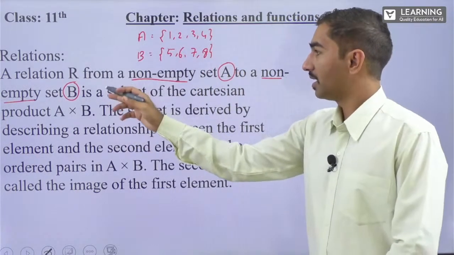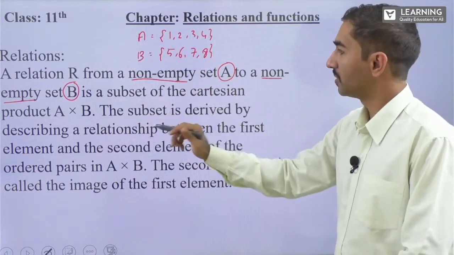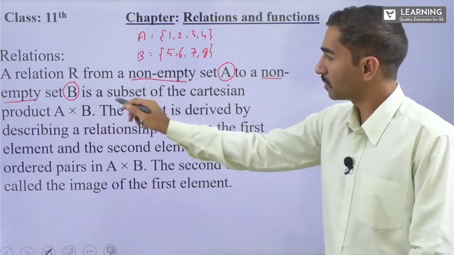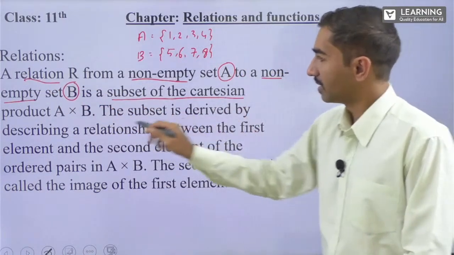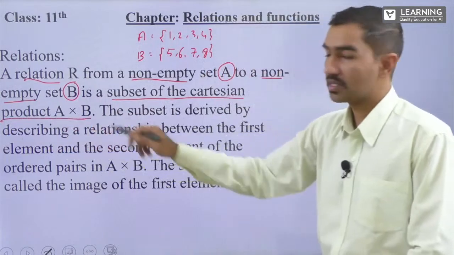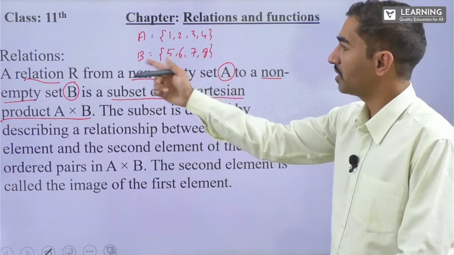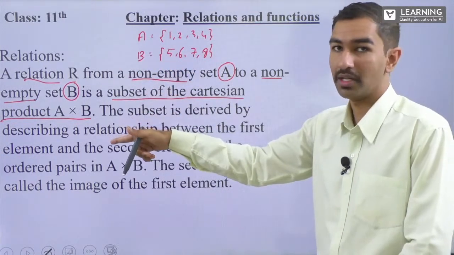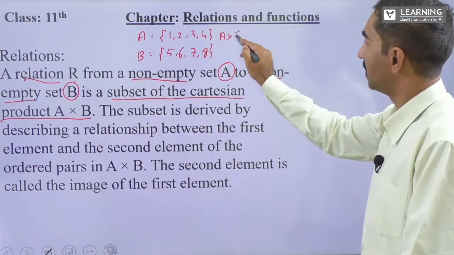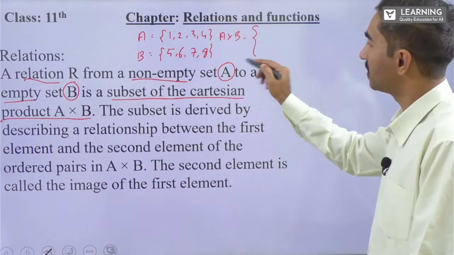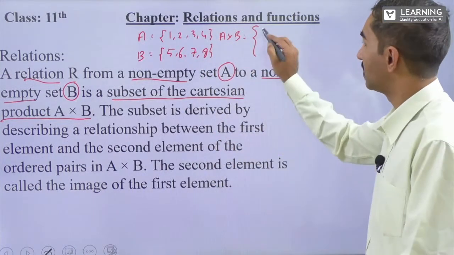A relation R from a non-empty set A, already defined, to a non-empty set B, also defined, is a subset of the Cartesian product A cross B. Students, see this: relation is a subset of the Cartesian product. So what is A cross B? We'll find the Cartesian product first. How many elements will be there? 4 and 4, so 16 pairs will be there here. What are those 16?